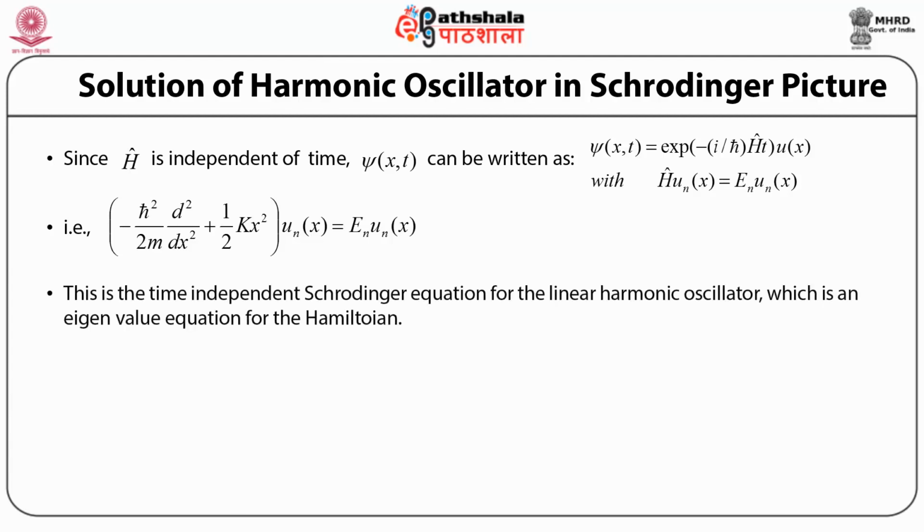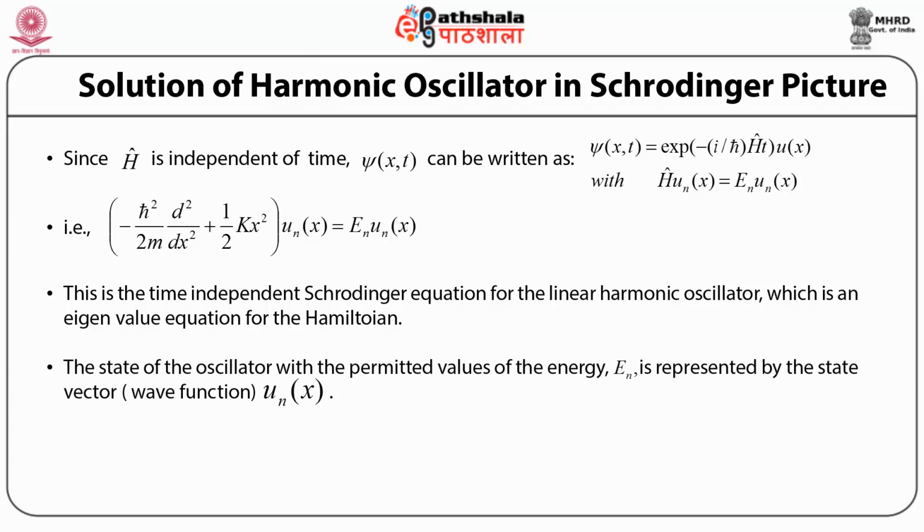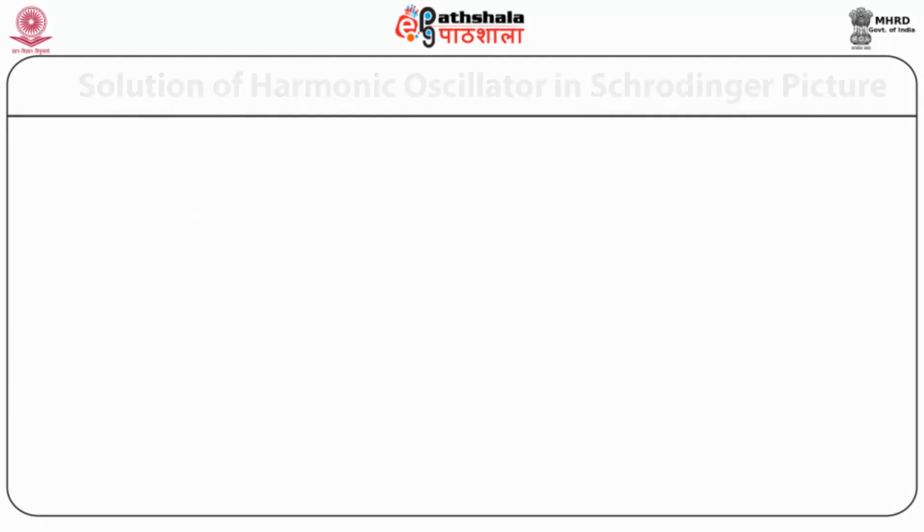This is the time independent Schrodinger equation for the linear harmonic oscillator, which is an eigenvalue equation for the Hamiltonian. The state of the oscillator with the permitted values of the energy En is represented by the state vector, which is the wave function un of x.